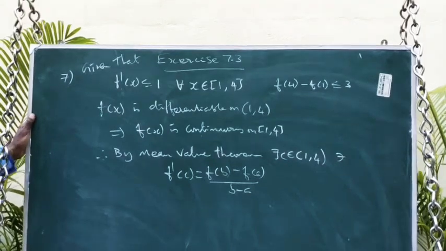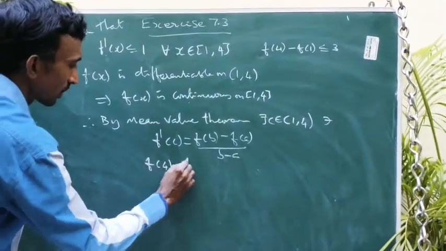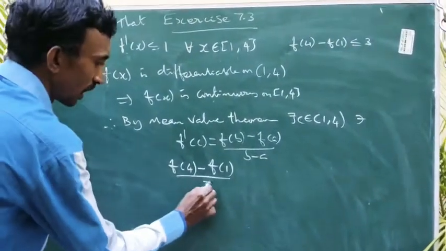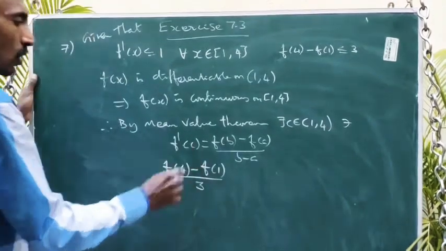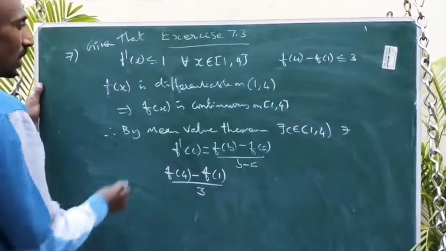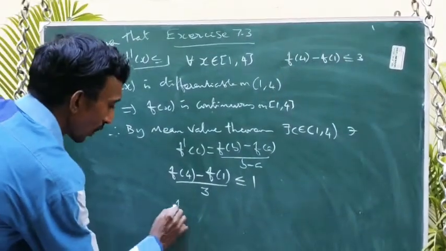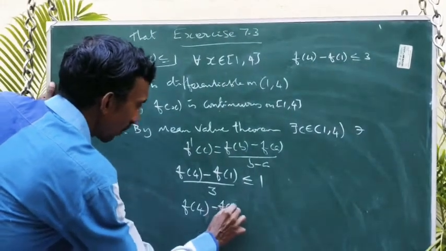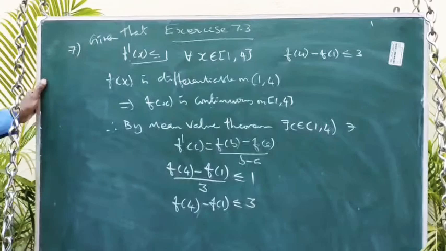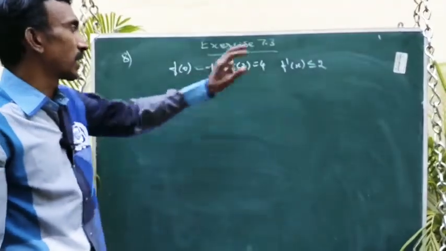So what is the f(b)? f(4) minus f(1) by 4 minus 1, which is 3. So equal to f'(c), and it is less than or equal to 1. So f(4) minus f(1) is less than or equal to, multiplying both sides by 3, we are getting this one. That is our aim.